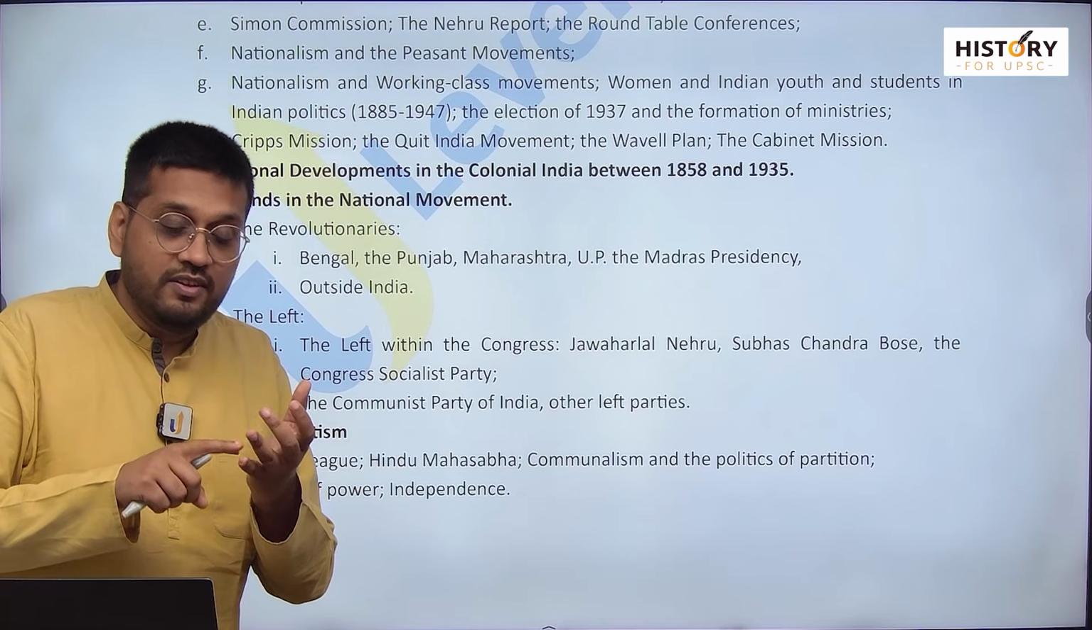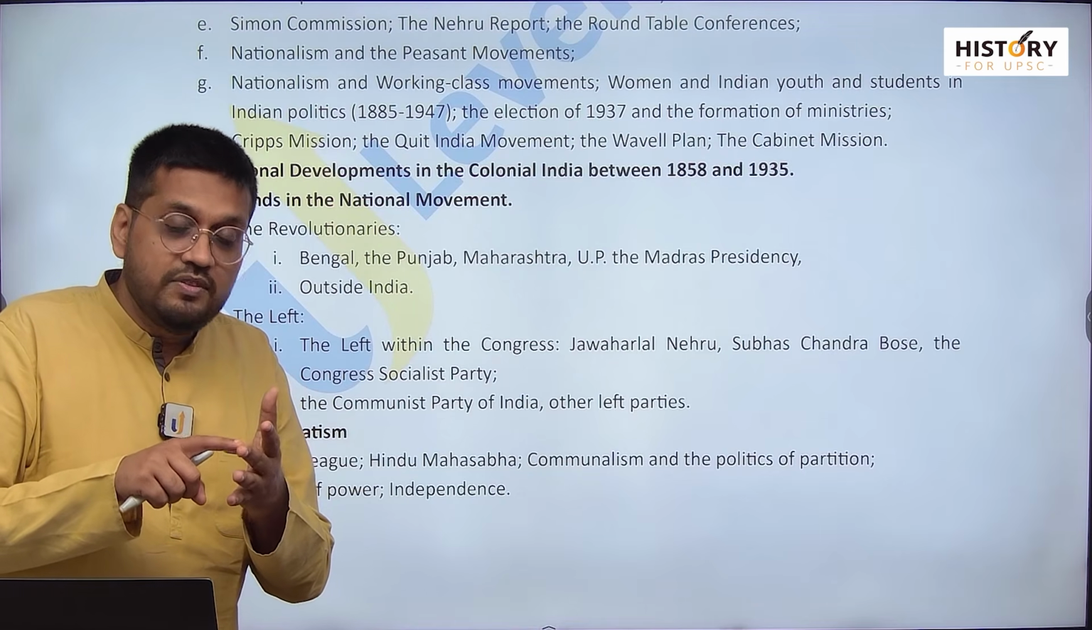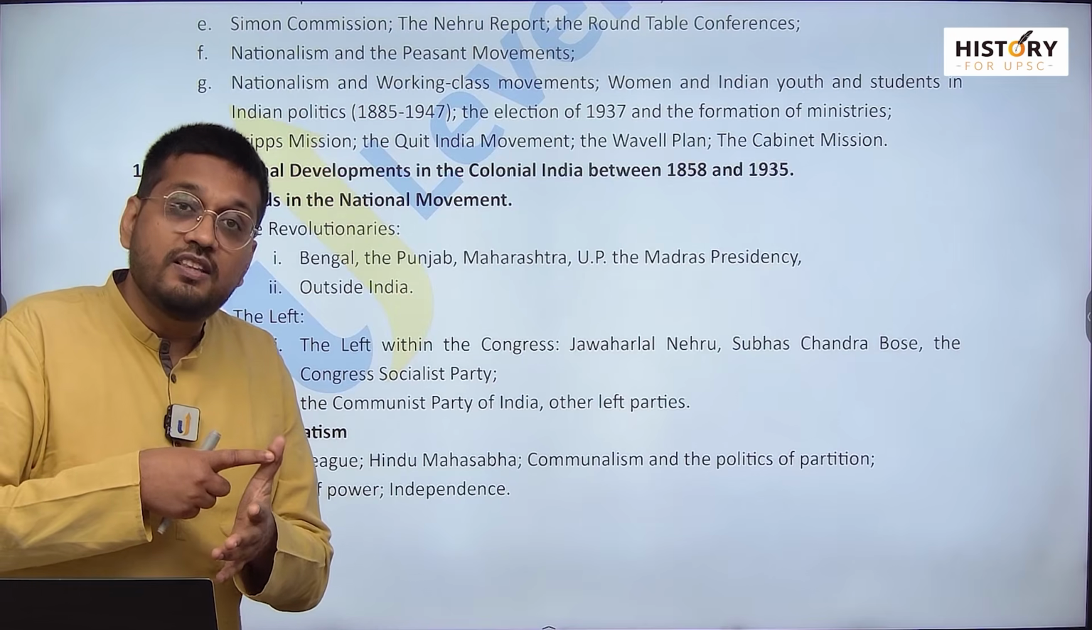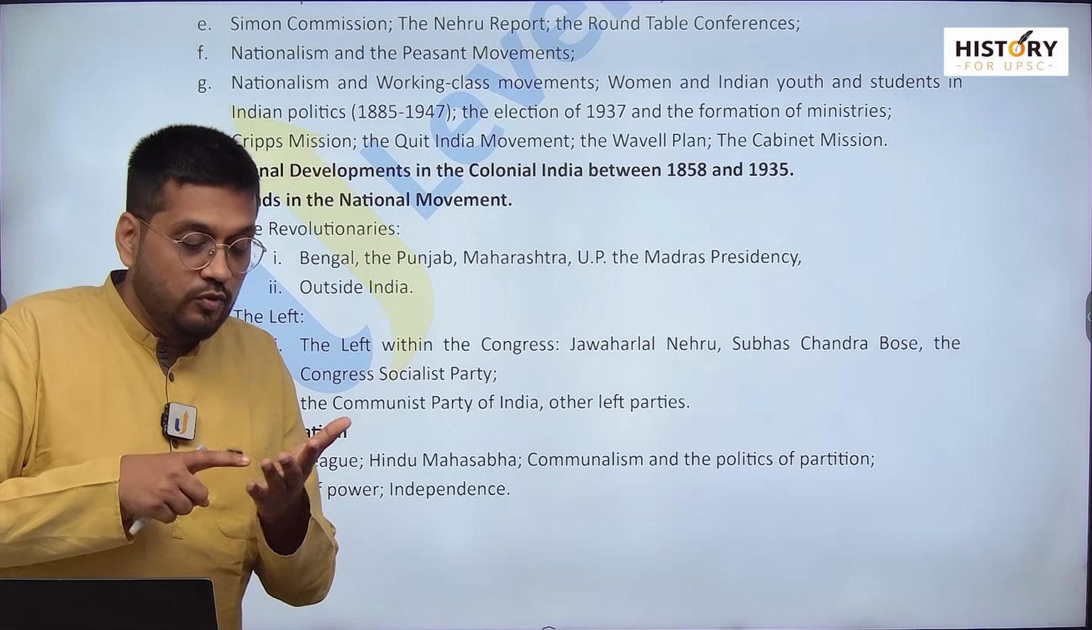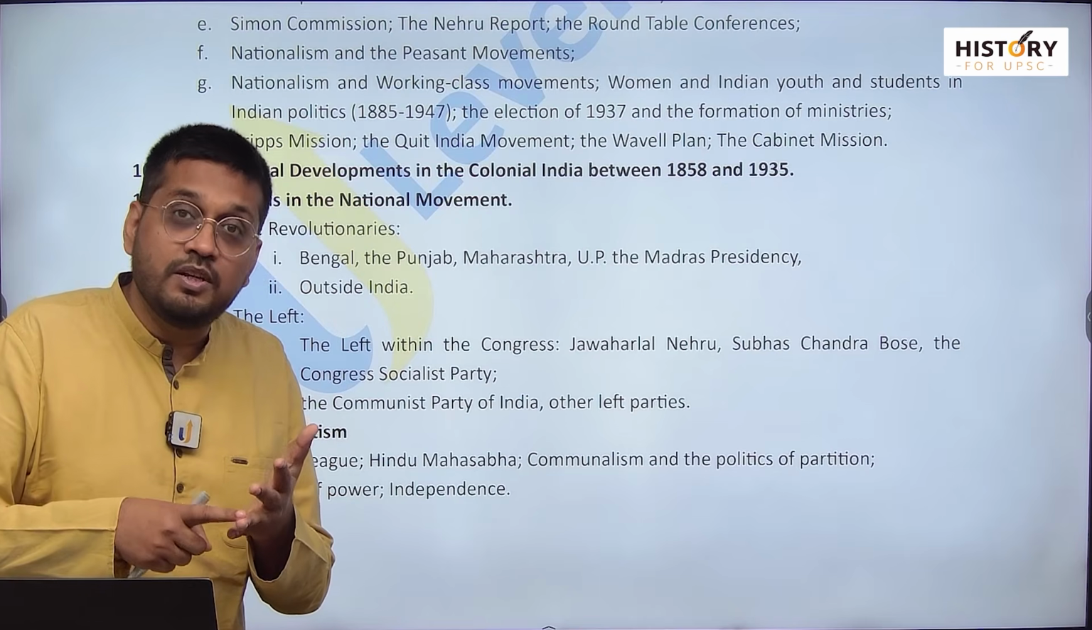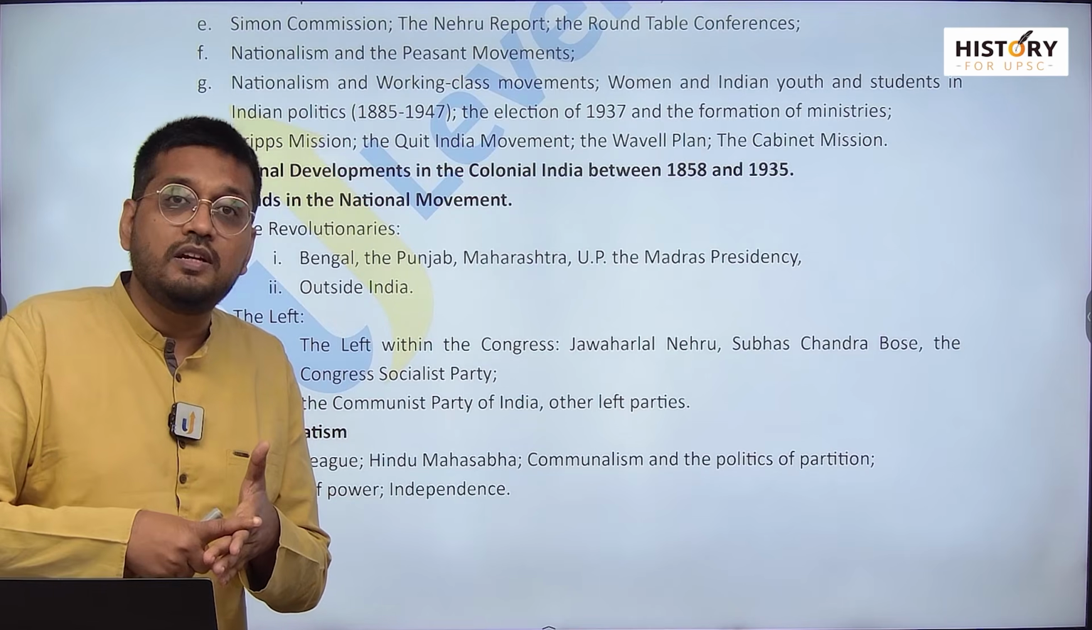Working class movement, trade union movement, peasant movement, Kisan Sabha movement, women's movement. We have Dalit movement, caste movements. We also have a Krantikari movement, revolutionary movement. We have CPI coming up. We have communalism, Muslim League, and communal politics.